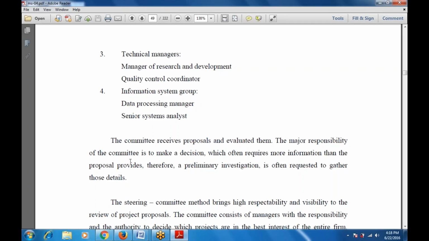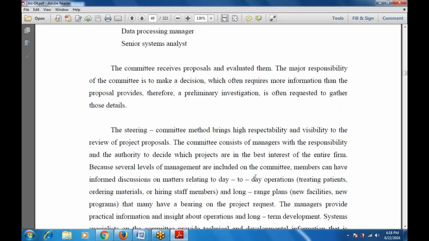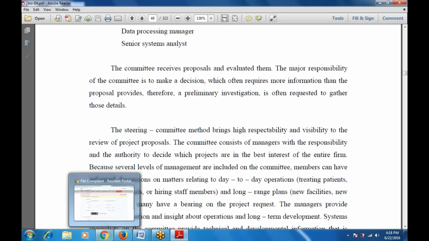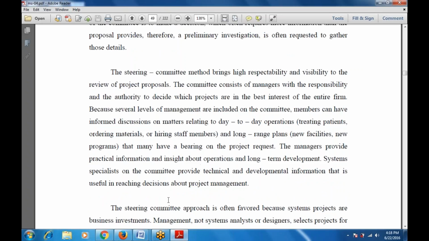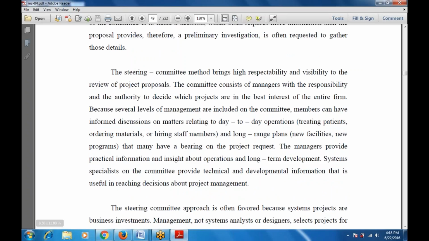And when we talk about the steering committee method, it has high respectability and visibility in the review of the project proposals. That means they have high respectability, high capabilities and visibility to review the project proposals. The committee consists of managers with the responsibility and the authority to decide which projects are in the best interest of the entire firm. The managers also provide practical information and insight about their operations and their long-term development.